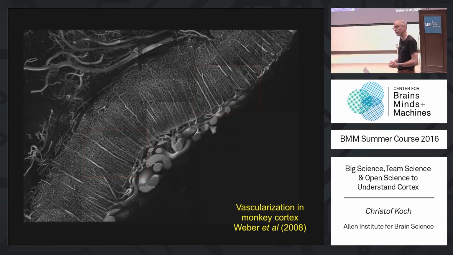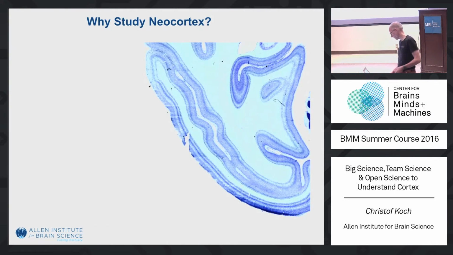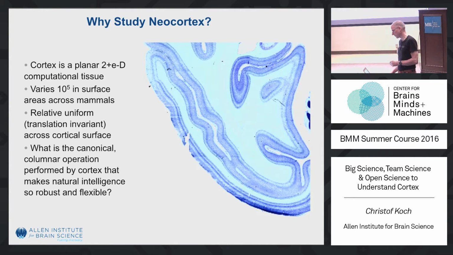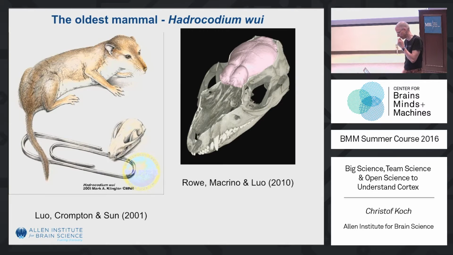And it's a sheet, and if you ask where the sheet ends, does somebody know where the sheet tucks in underneath? What structure is there? What? Hippocampus. All right, so here you have a classical picture from David Hubel's book, so you've all seen this. So I think of it as a planar, 2 plus epsilon dimensional computational tissue that varies by a factor of 100,000. It's relatively uniform, with the emphasis on relative. And so the question, which has excited theoreticians for ages, is what is the canonical columnar operation that goes on across cortex that makes intelligence so robust in us and in related species?